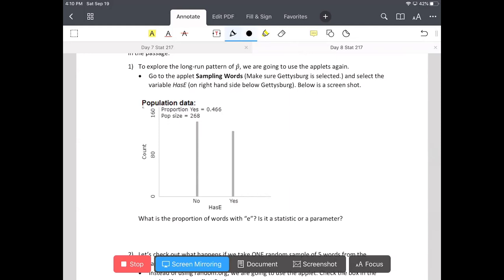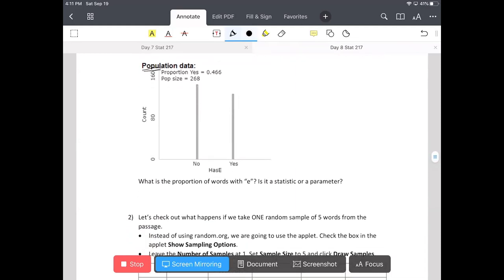So this is based on the population. This is every single word. Remember, it's a little unusual to have the population, because usually we do sampling to find out something about the population. We're using the Gettysburg Address with known population parameters, or that we know all the values of the various parameters, because we want to compare to see how the sampling works and if it works or not. So the proportion of words that have E in them is 0.466, and the population size is 268.